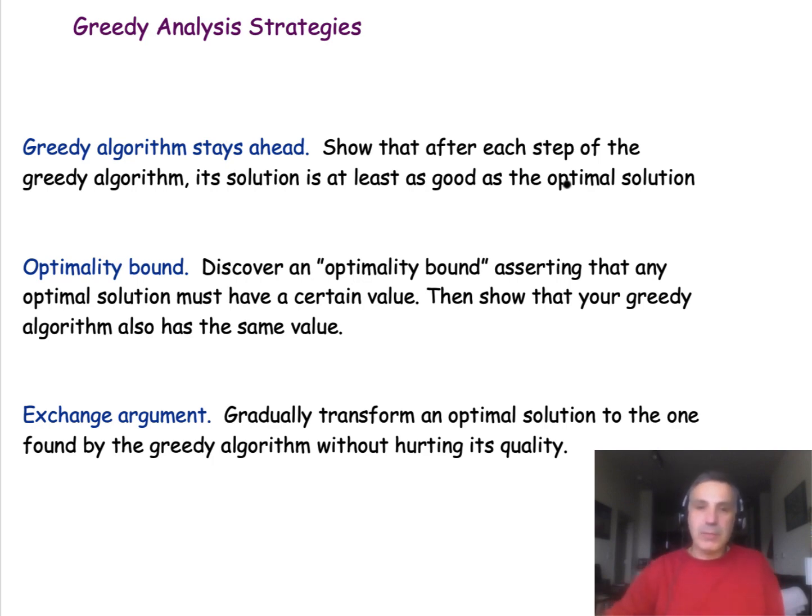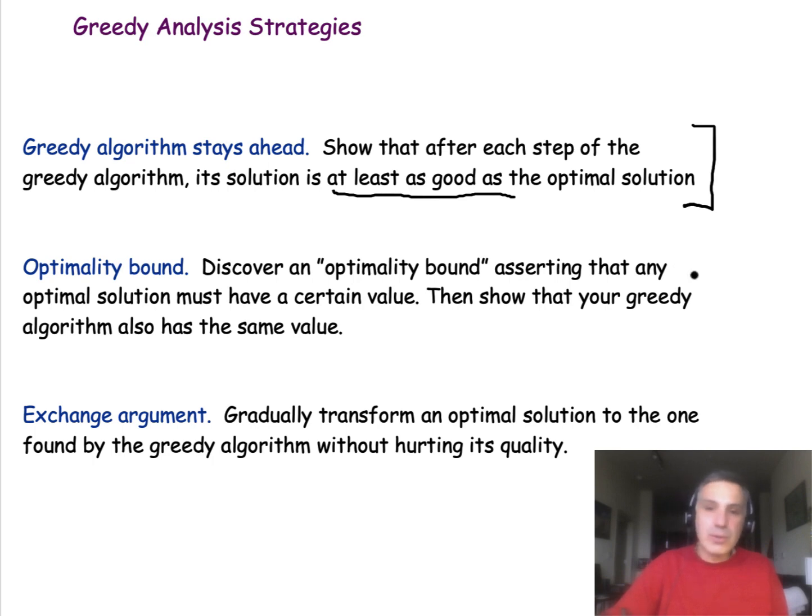The first one is to show that the greedy algorithm actually always does at least as good as the optimal solution, that it never actually stays behind the optimal solution in every single step of the algorithm. This is a very strong requirement, of course, and in many cases algorithms do not satisfy this requirement. But we will see this in the context of a problem called interval scheduling problem.